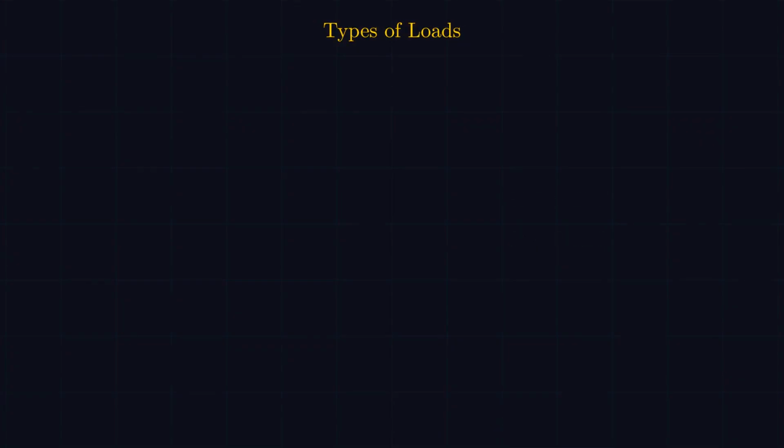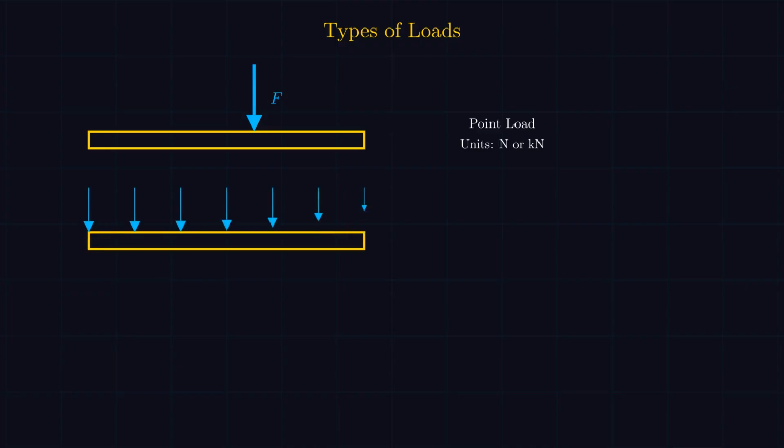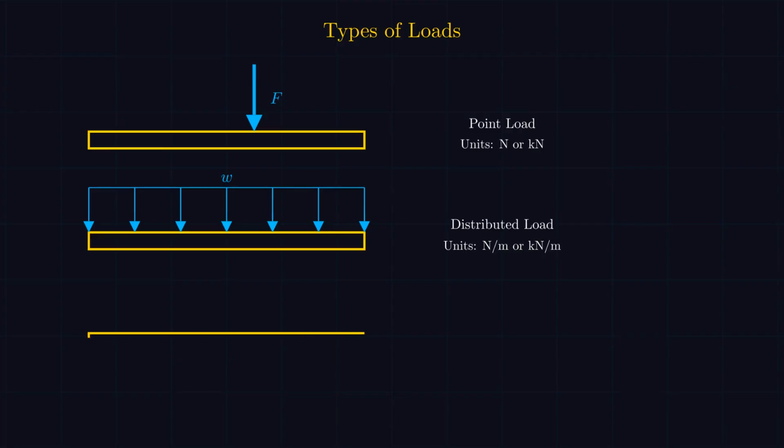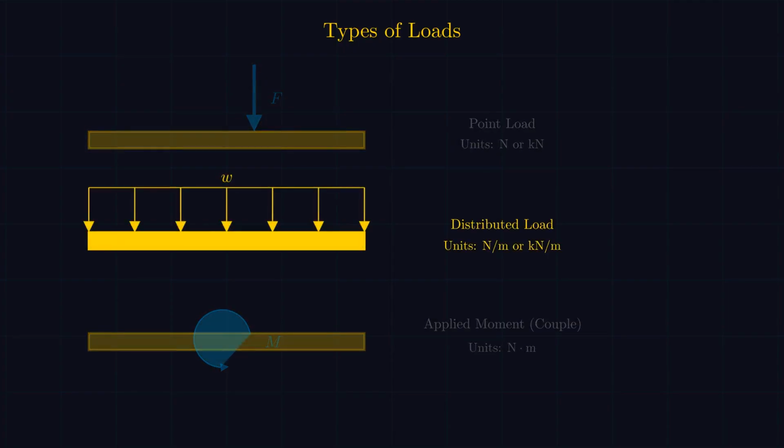There are 3 main types of loads you'll see in this course. First, a point load, a single force applied at one location measured in newtons or kilonewtons. Second, a distributed load, force spread over a length like snow on a roof. We measure it in newtons per meter. Third, an applied moment, a pure twist with no net push. Units are newton meters. Distributed loads need special attention because we often replace them with a single equivalent force.